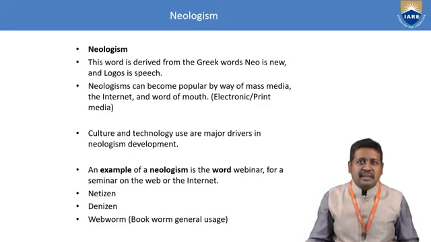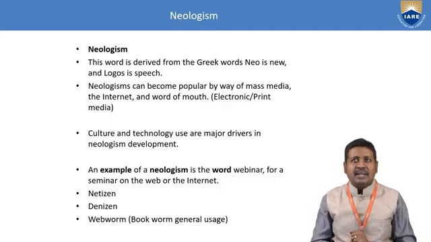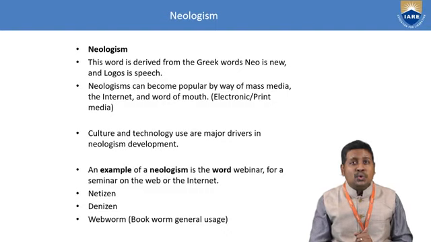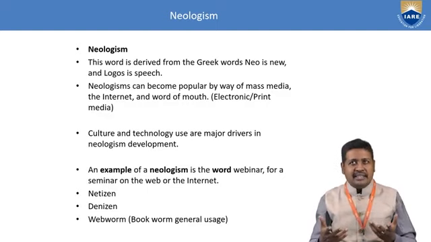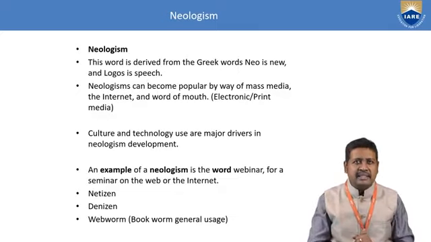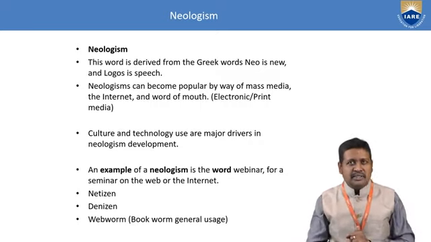Let me also give you some more methods of word formation. Neologism. Neo meaning new, and logism. This word is derived from the Greek words neo, new, and logos, speech. Neologisms can become popular by way of mass media, the internet, and word of mouth. Electronic media, print media. We know electronic media is television, internet, World Wide Web, and print media is all newspapers, magazines, and all that. Culture and technology use are major drivers in neologism development.